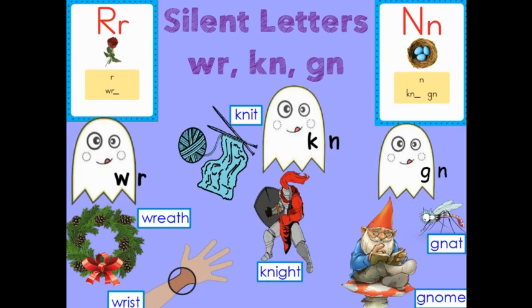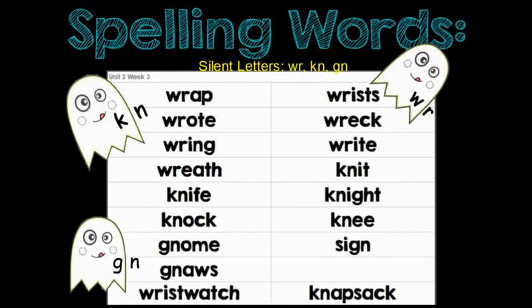Now that we've gone over these examples, let's head over and check out our spelling words for the week. Here are our spelling words for the week. I'm going to read through our list, and as I do, I'm going to highlight the consonant digraphs that we just talked about. Wrap, wrist, wrote, wreck, ring. This is ring like when you're squeezing out a towel, not like the jewelry.